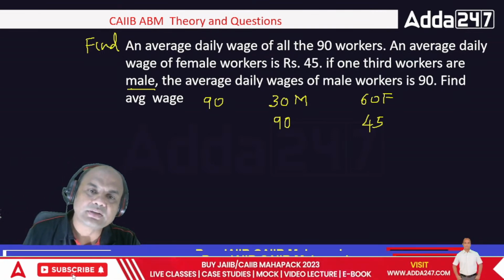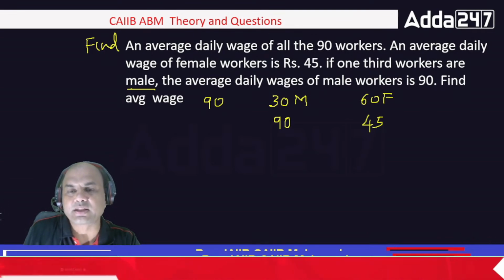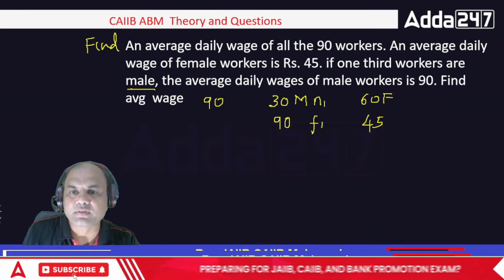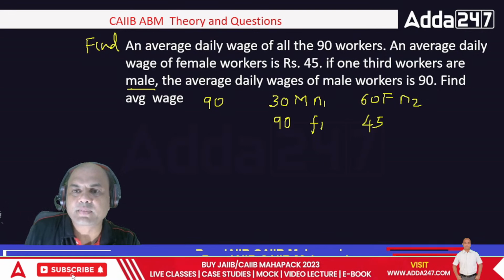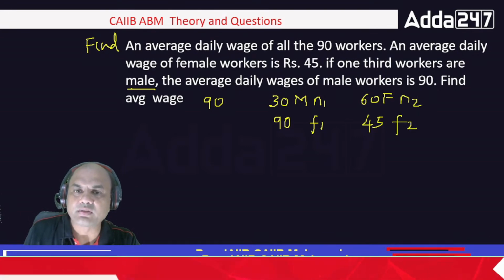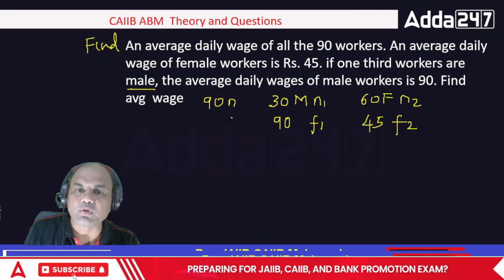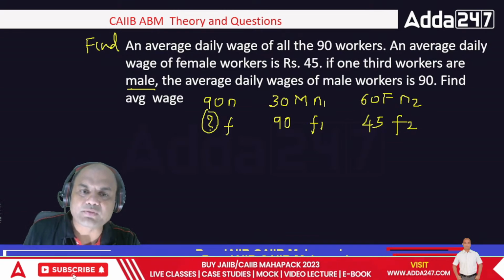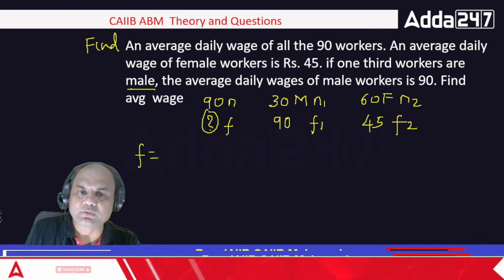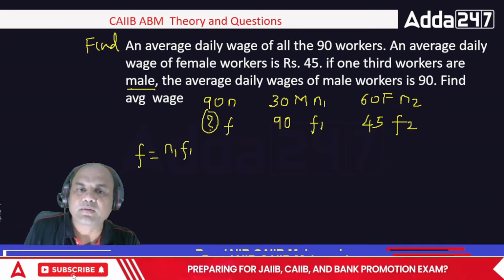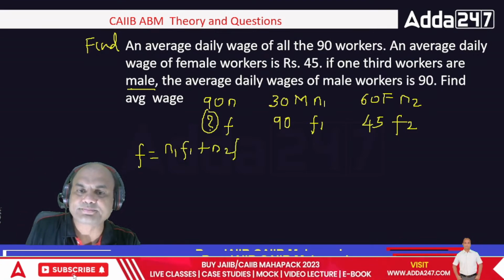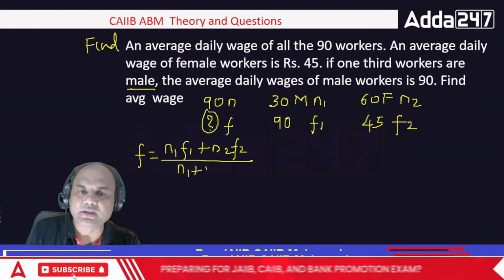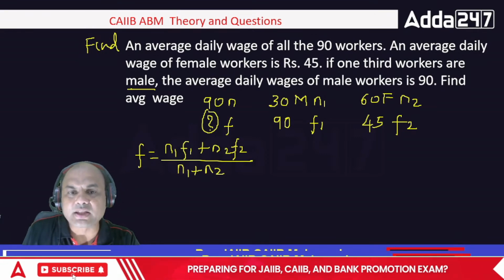So how to find this? Average wage is found out like this. Here we'll write this as N1 and this is F1. This is N2, this is F2. This is N and what we have to find out is F, my question mark. So what is my F? The formula for F is F equals N1 F1 plus N2 F2, the whole upon N1 plus N2.